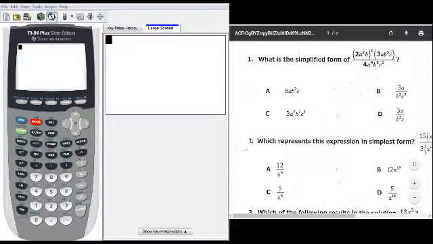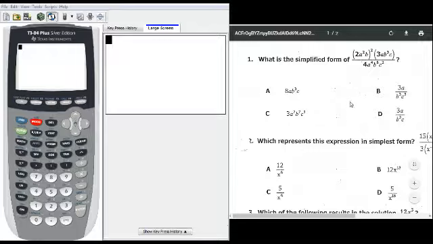Hey, this is part 3 of how to use store to help you with problems that you get stuck on when you don't remember the algebra. So here we go. For number 1 here, you have: what is the simplified form of this expression? This guy is very big. He's got a lot of things going on in this problem, and so a good way to do this problem is to use the store feature.